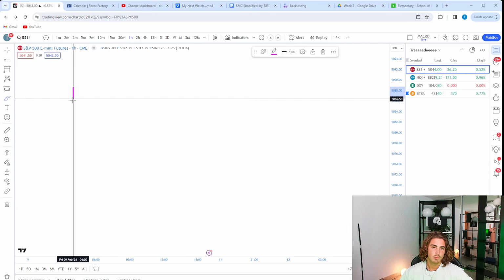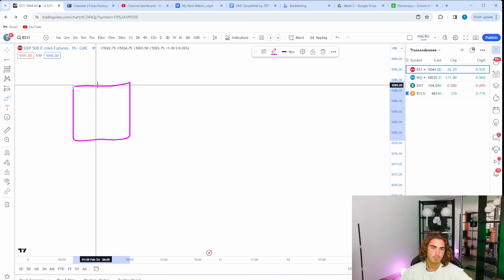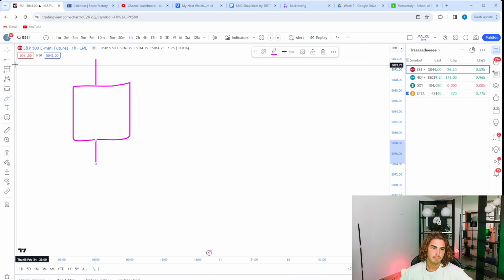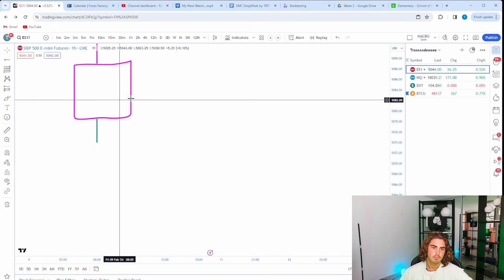We'll draw one right here. Boom. Look at that little guy. Look at that little candle. And let's say this is a green candle.